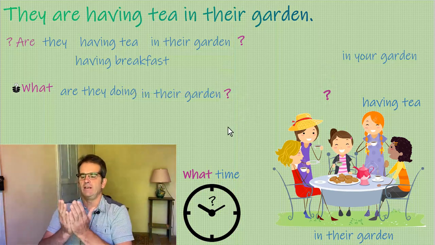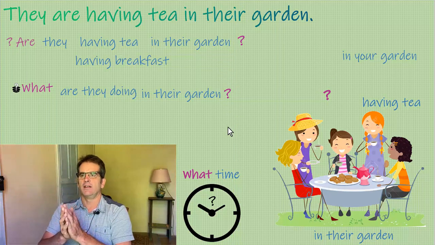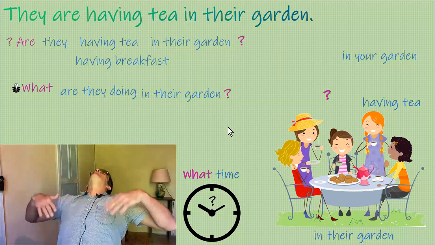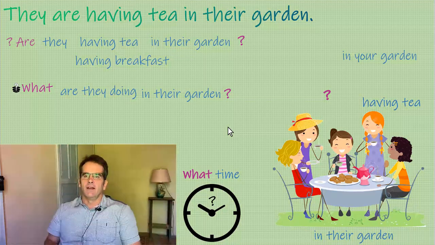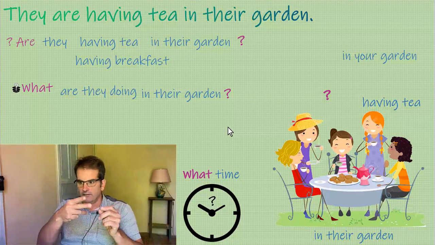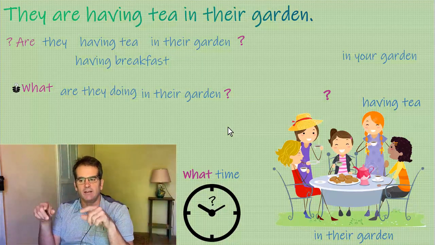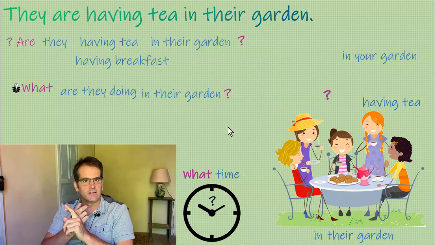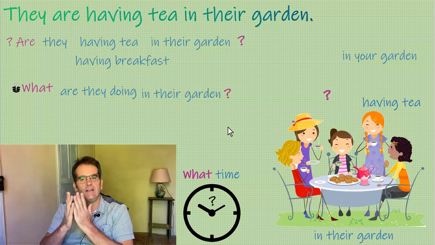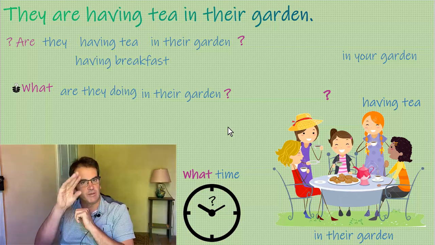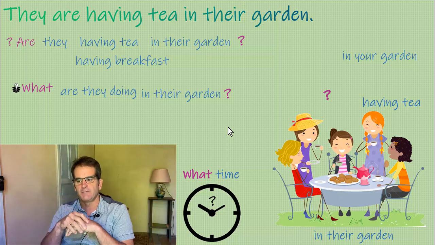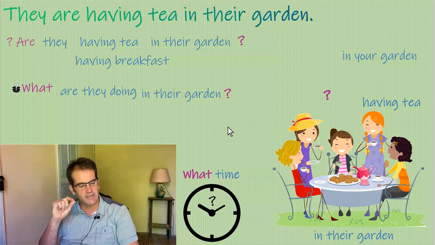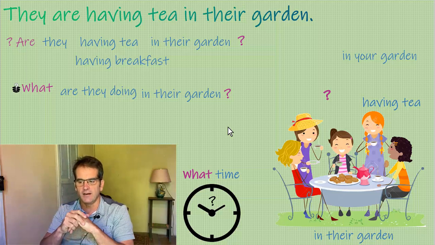Are they reading a book? Are they sunbathing? Are they gardening? What are they doing in their garden? Well, they're not gardening, and they're not sunbathing, and they are not reading. They are speaking together, and they are having tea in their garden.